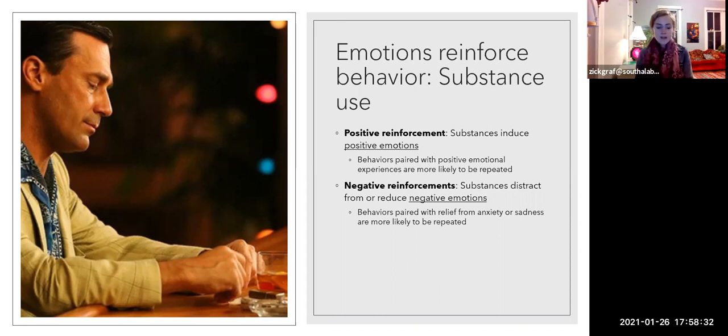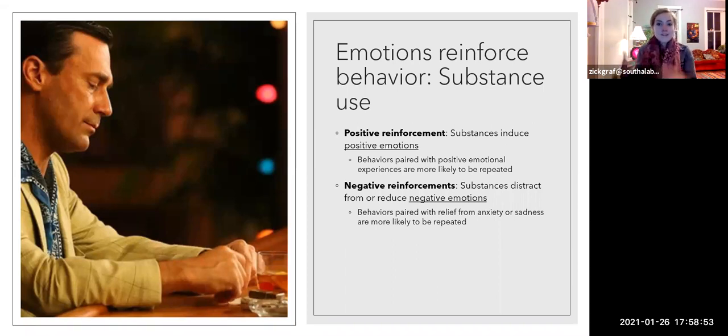So of course, there's positive reinforcement. There's reward involved in using substances. The drugs that we abuse induce positive emotions. They make us feel good. And of course, behaviors paired with positive emotional experiences are more likely to be repeated. If you do something and it makes you feel great, you're more likely to do it again.